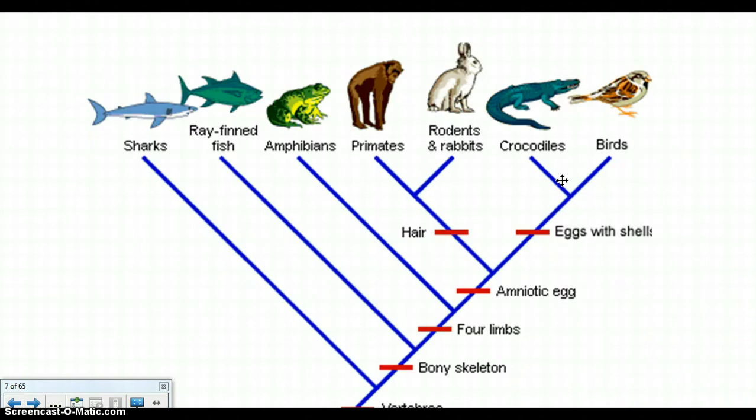So this is just another cladogram that shows certain traits being developed over time. So basically, you had sharks, which are made of a cartilaginous skeleton. Eventually, bony skeletons evolved, and then we had different types of bony fish. Then they developed four limbs, and then you got amphibians. And then they developed amniotic eggs, and you got different branches of like primates, rodents, crocodiles, and birds. So sometimes what happens is there's some kind of evolutionary occurrence which causes animals to develop certain types of adaptations.